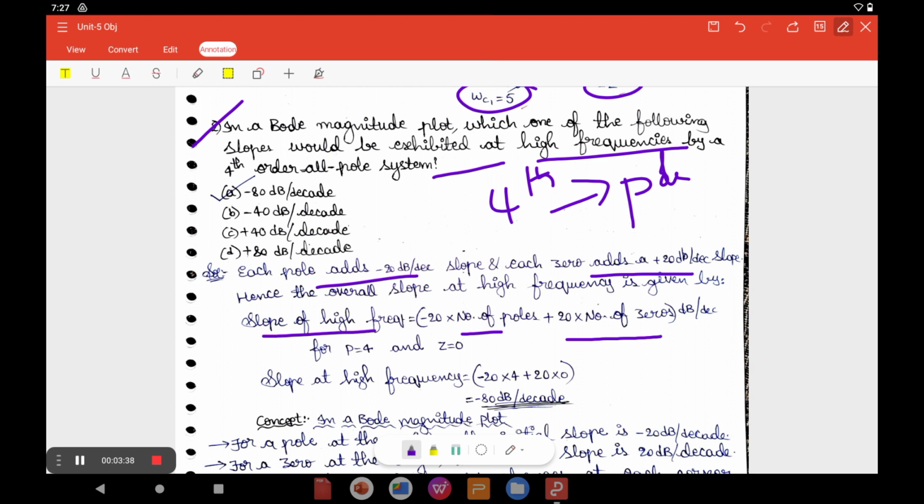Minus 20 into number of poles plus 20 into number of zeros, because plus 20 is contributed by a single zero and minus 20 is contributed by a single pole. Therefore, with 4 poles, minus 20 into 4 gives rise to minus 80 dB per decade. The right answer is option A.